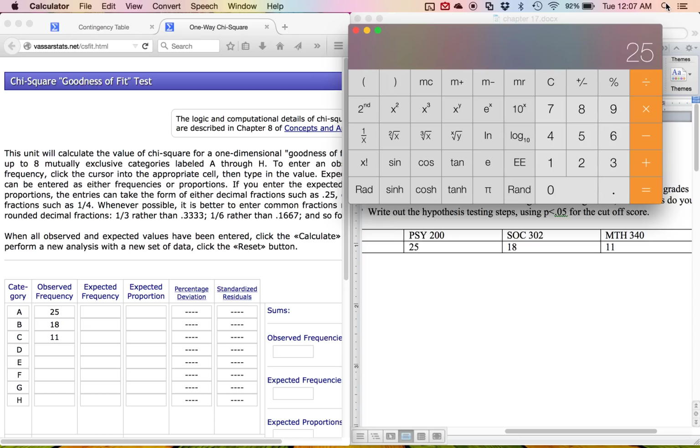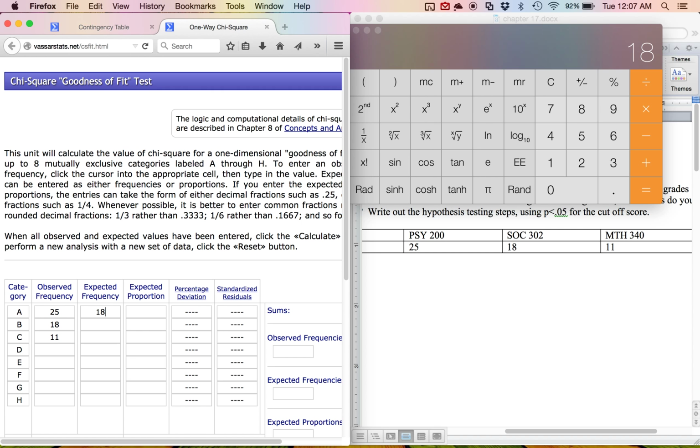To do that, I'm going to do 25 plus 18 plus 11. That means I have 54 people total in this study. I'll divide that by 3 because I have 3 different categories, so I would expect 18 people in each category. I'm going to enter that over here: 18, 18, and 18. And that's all you've got to do.